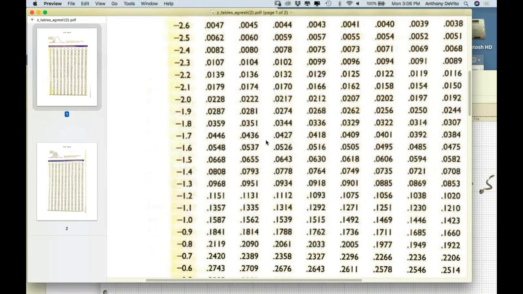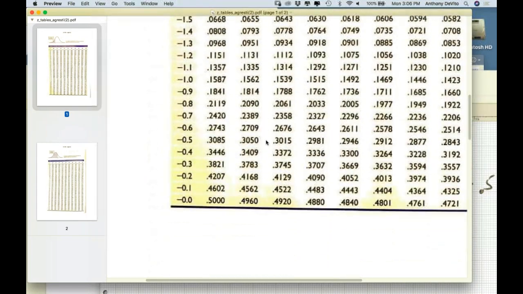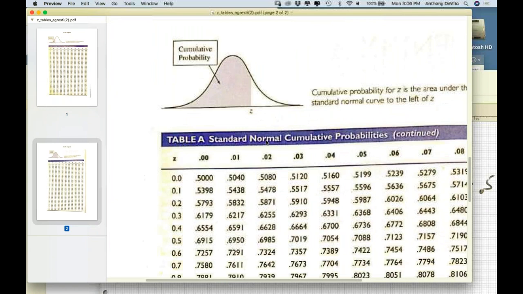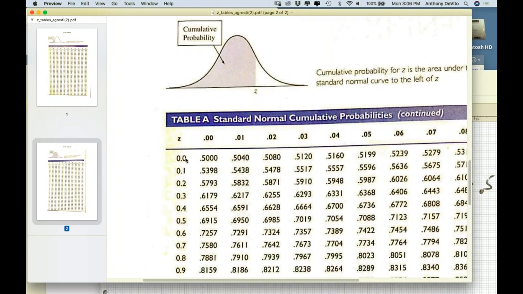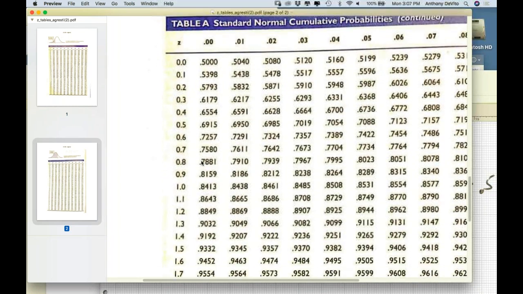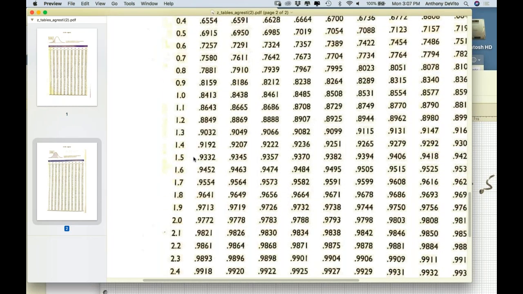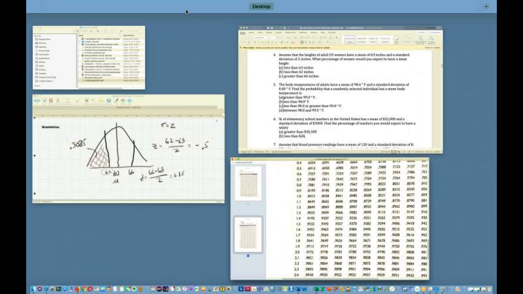Now notice these are all negative numbers, right? That's because the second page has all the positive numbers. And you'll notice that if it has a positive number, it's to the right side of the mean. So those areas below are much bigger, right? As a matter of fact, the z-score of 0 is the mean, right? And what's below the mean? 50% of the distribution. So if I go to 1.50, from that all the way down to the left is 0.9332.